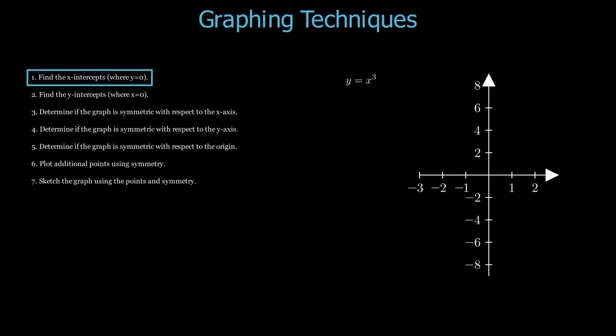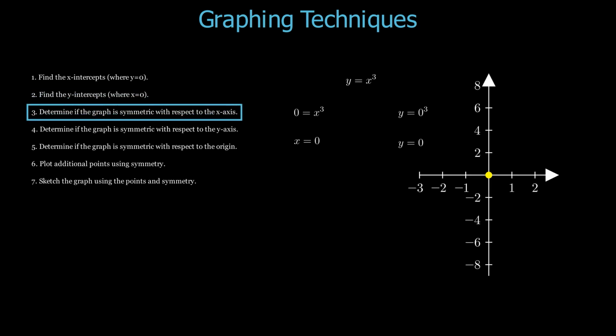As a first step, we will find the x-intercepts by setting y to 0 in the equation and solving for x. After solving, we find that the x-intercept is at x equals 0. We can now plot the x-intercept at the point 0, 0 on the graph. Next, we will find the y-intercepts by setting x to 0 in the equation and solving for y. After solving, we find that the y-intercept is at y equals 0. Since the x and y intercepts are the same, nothing new is added to the graph.